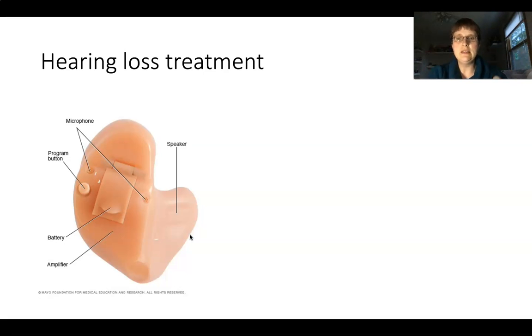And very often these actually do have the ability to be turned up and turned down. I know a couple people in my family who have the ability to turn theirs off if they want to, and sometimes they do. But these can be used if you don't have permanent hearing loss.